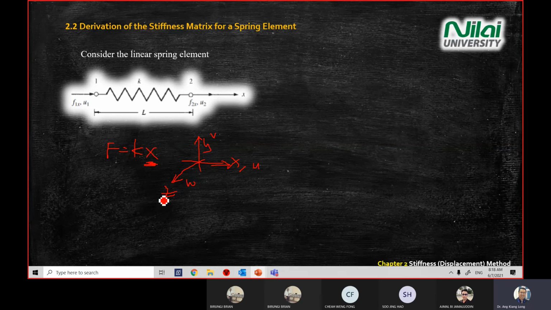Okay, recall all this notation. X movement, we use u. Displacement along the x-axis, we use u, and to the right is positive. Y going up is positive, and any displacement along the y-axis, we use v to represent the movement or displacement. Same with z, we use w.